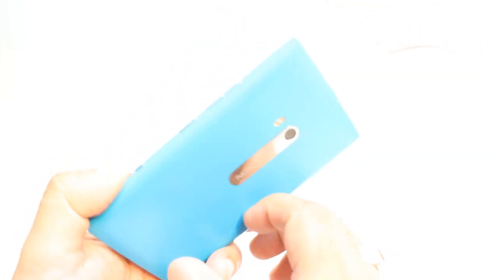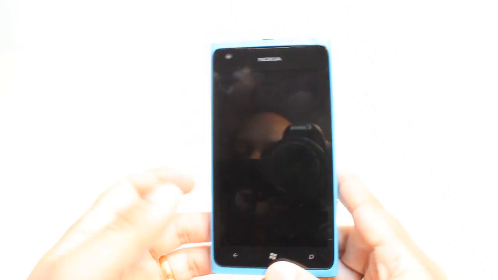The phone is dead, it's not even charging, not even opening, and it's difficult to open the back cover of this one. If someone somewhere has a solution to this problem, please write to me in the comment section.